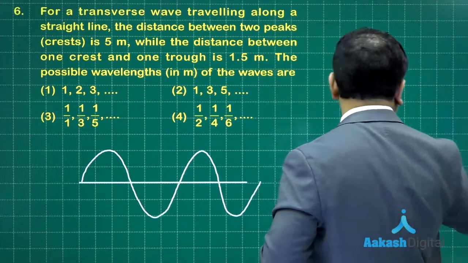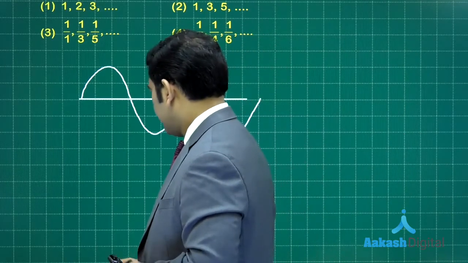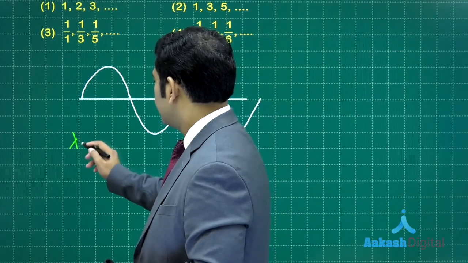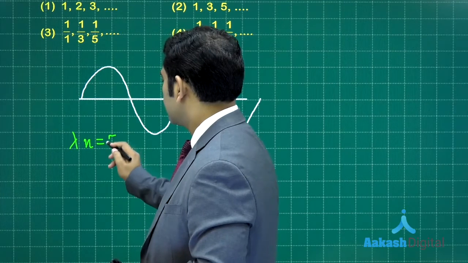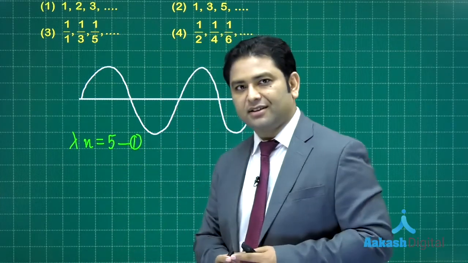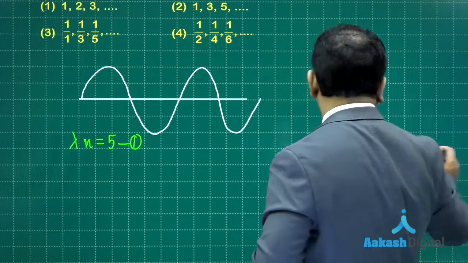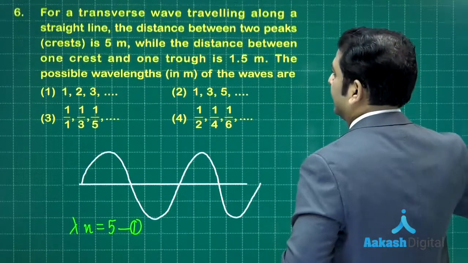So the first data that we can pick is lambda multiplied by n will be equal to 5. That is equation number 1, where n would be an integer starting from 1. Okay? And after that, another point, what does it say?